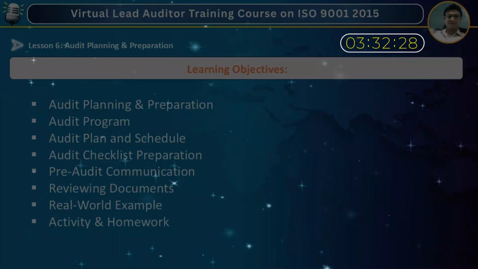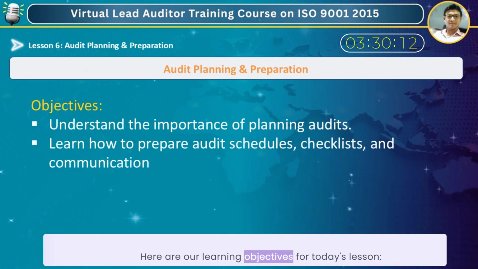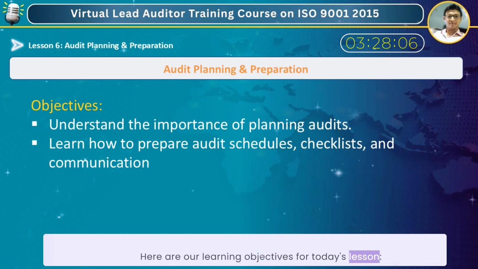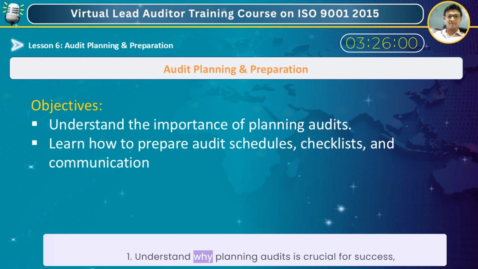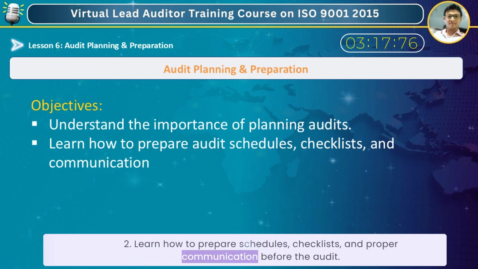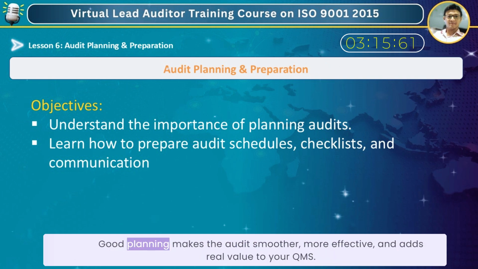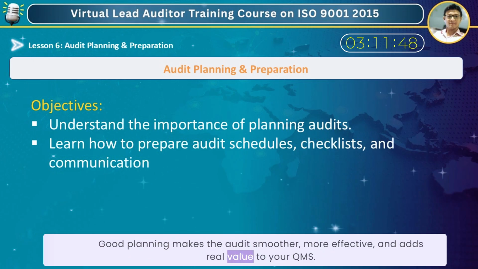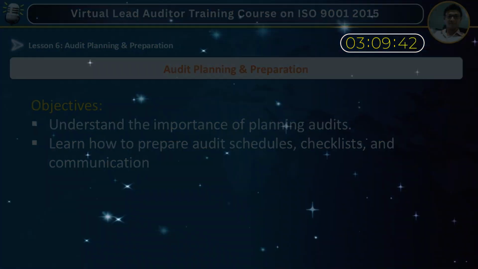Let's begin. Here are our learning objectives for today's lesson. 1. Understand why planning audits is crucial for success. 2. Learn how to prepare schedules, checklists, and proper communication before the audit. Good planning makes the audit smoother, more effective, and adds real value to your QMS.